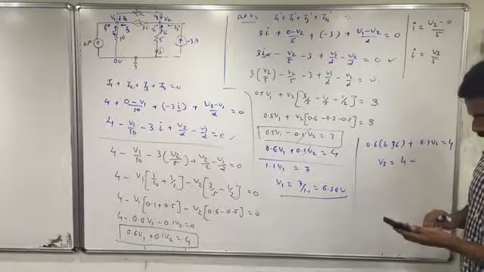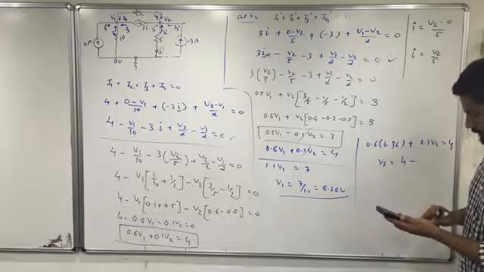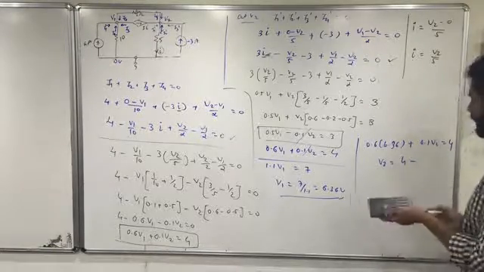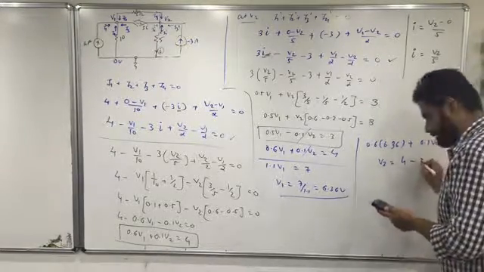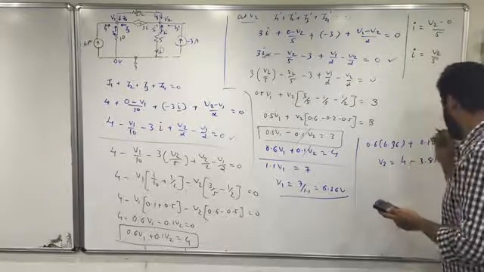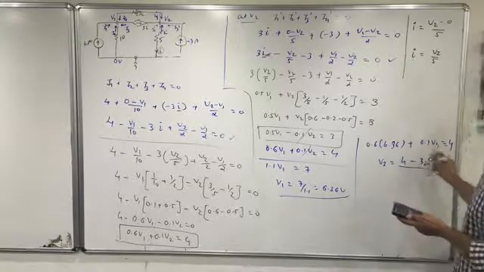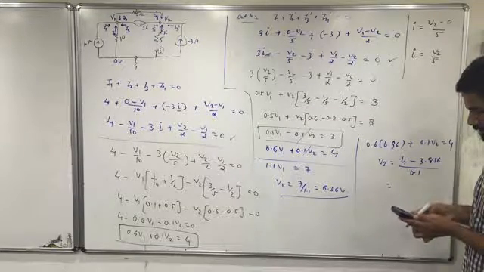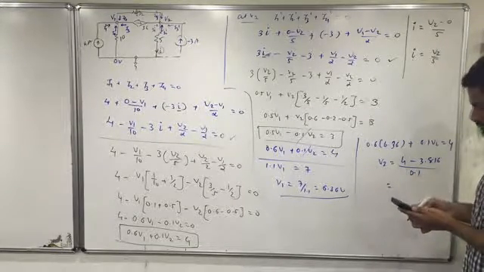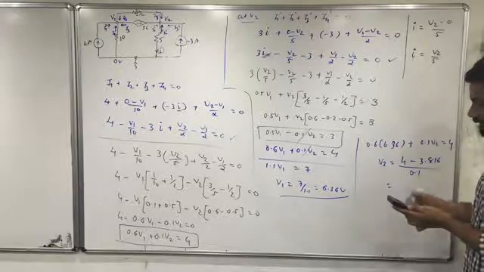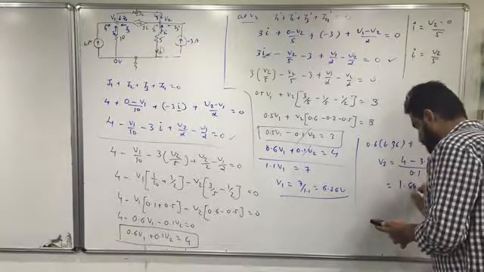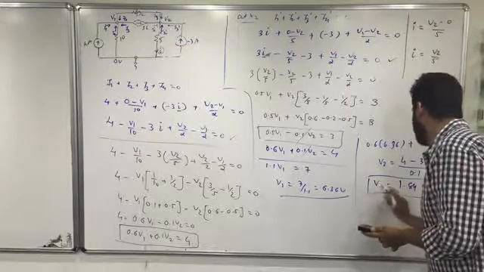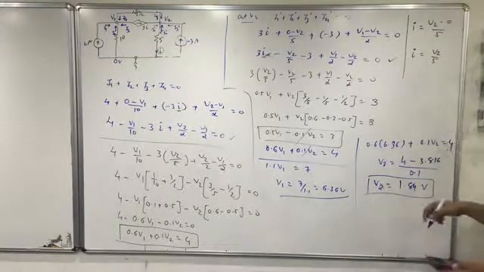This was 6.36 multiplied by 0.6, which comes out to be 3.816. Fine. Divided by, we have something which is 0.1. So into minus 1 plus 4 divided by 0.1 comes out to be 1.84 volts. So V2 is equal to this. Fine. So V2 I have got, it is equal to 1.84.